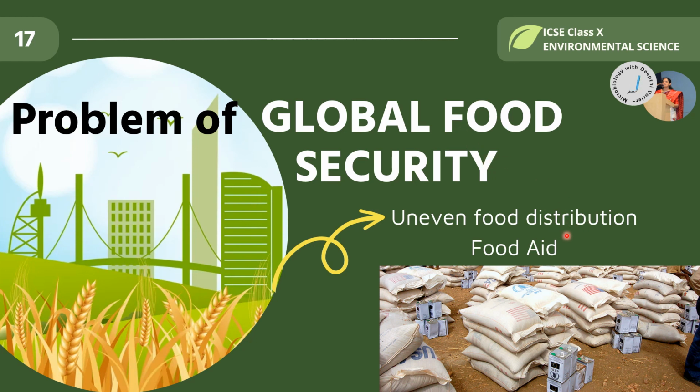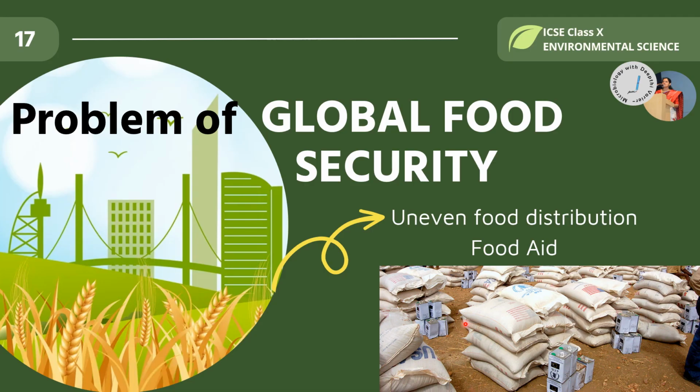Food distribution is also uneven. The worldwide distribution of food is again uneven, which means that some places have very good access to food, whereas in other places many people go hungry. So this is what we call global food insecurity, or the problem of global food security. And a very good way out of it is food aid. So you need to know the role of food aid in achieving global food security.